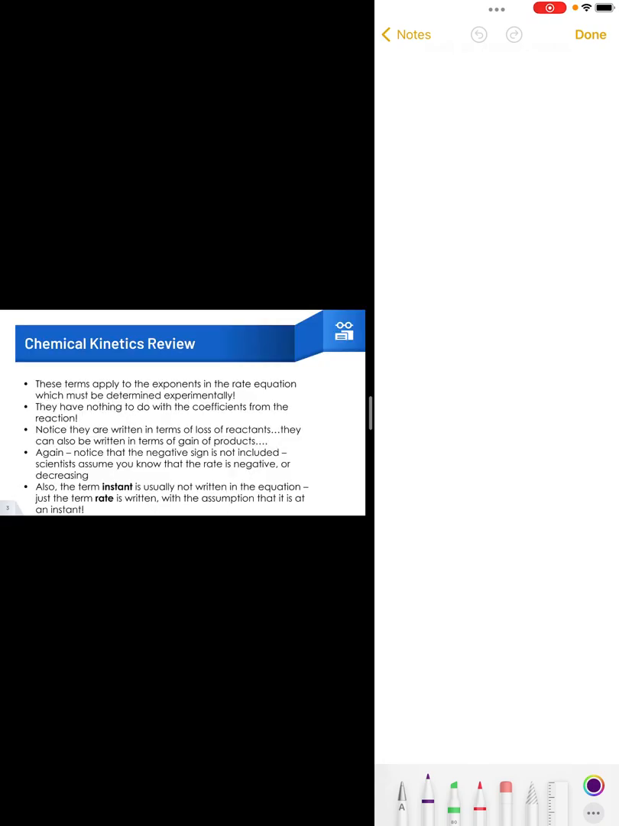These terms apply to the exponents in the rate equation, but remember that we are figuring those exponents out based on data that was found experimentally. It has nothing to do with the coefficients that are in the reaction. And we always write these equations in terms of the loss of the reactants or in terms of gain of products. So that negative sign may or may not be included on those equations that we used last time. Also, we don't usually even use the term instant. When we use the word rate, we just assume that it happens at an instant.